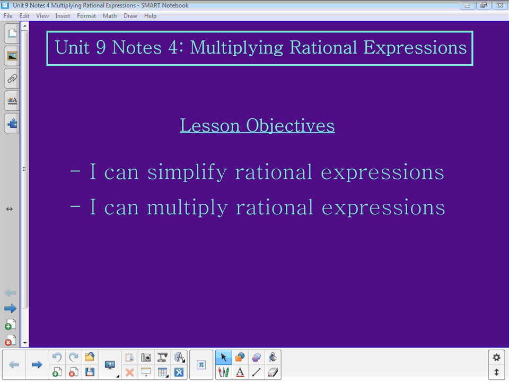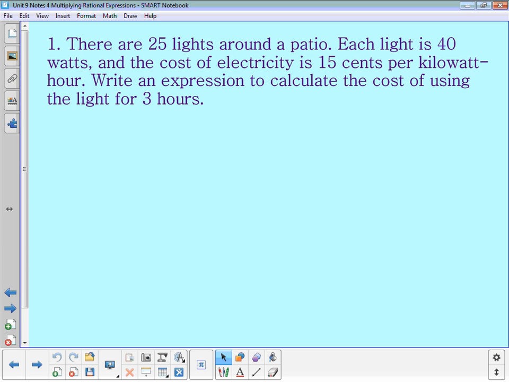So let's start by taking a look at a word problem that kind of represents why we're getting into this stuff. There are 25 lights around a patio. Each light is 40 watts. The cost of electricity is 15 cents per kilowatt per hour. Write an expression to calculate the cost of using the lights for 3 hours.